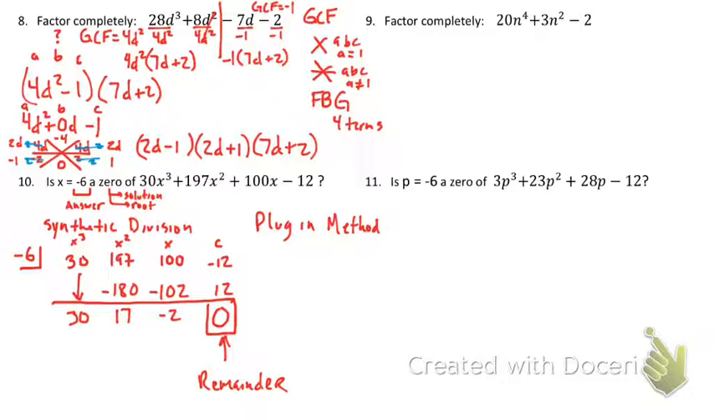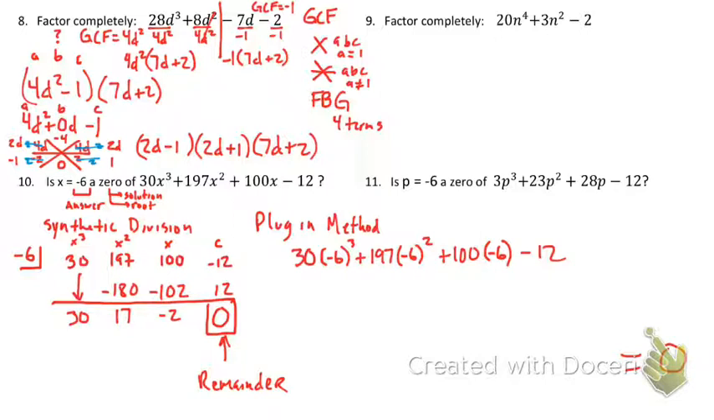If you look at the plug-in method, it's very simple. Plug-in method you've probably done before. It's basically saying x is equal to negative 6, plug it in for x, and see if we get 0, okay? So plug-in method is just this. We're going to take 30, and instead of x, we're plugging in negative 6 to the third plus 197. Instead of x, it's negative 6 to the second plus 100 times negative 6. Again, we're just doing something you probably did in IM1, minus 12. And now we're just going to solve this doing PEMDAS. And our goal, if this is a solution, is that this whole thing should equal 0.